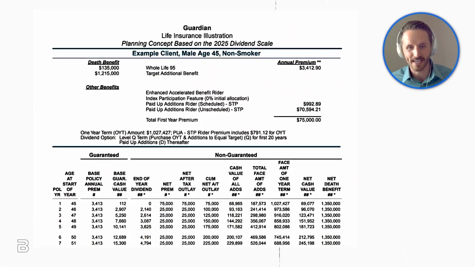So I gave our client a very great client name, example client here. This is just middle of the road in terms of the age, non-smoker status, middle of the road health status, and even kind of a middle of the road number status.